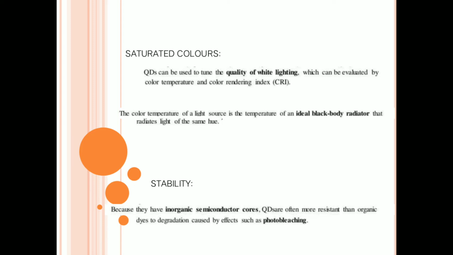Quantum dots can be used for the quality of white lighting, which can be evaluated by color temperature and color rendering index, commonly known as CRI. So saturated colors can be of any quality of white lighting. They can be evaluated by color temperature and color rendering index, CRI. The color temperature of a light source is the temperature of an ideal black body radiator that radiates light of the same hue. You can understand this point.